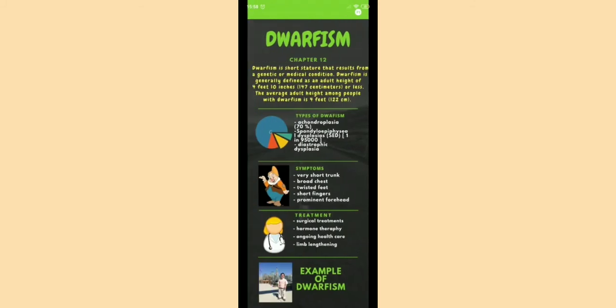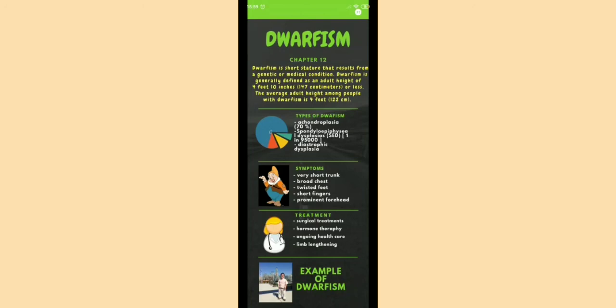Okay, secondly, I'm going to present about dwarfism. Dwarfism is short stature that results from a genetic or medical condition. Dwarfism is generally defined as an adult height of 4 feet 10 inches or 147 centimeters or less. The average adult height among people with dwarfism is 4 feet, which is 122 centimeters.